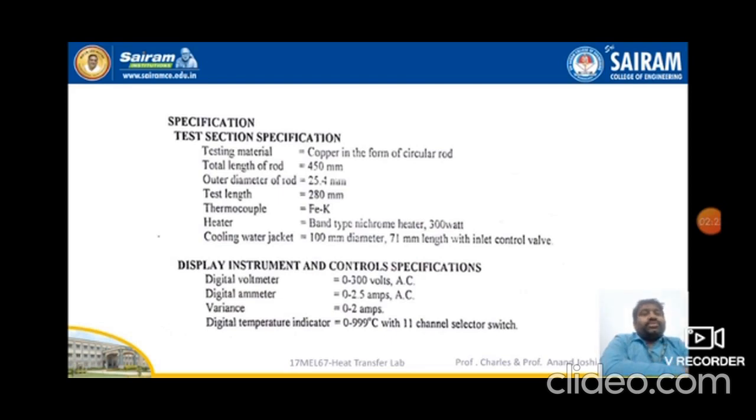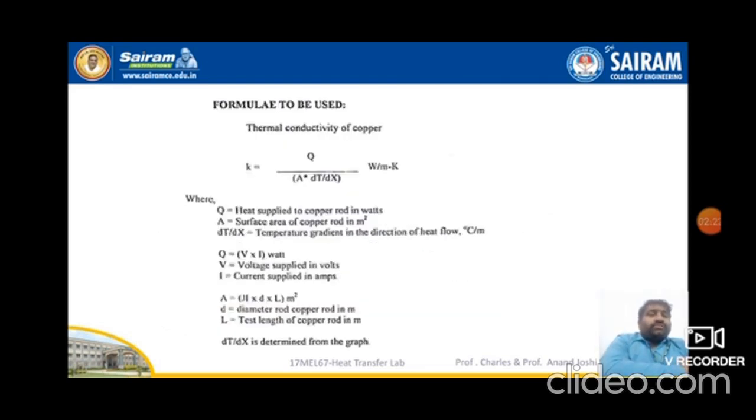Here is the formula to be used to calculate thermal conductivity. As I already discussed, K is equal to Q divided by A into dT by dx, in watt per meter Kelvin, where Q is the heat supplied to the copper rod in watts, obtained by taking volt and current, and A is the surface area of the copper in meter square. dT by dx is the temperature gradient in the direction of heat flow, in degree centigrade per meter.